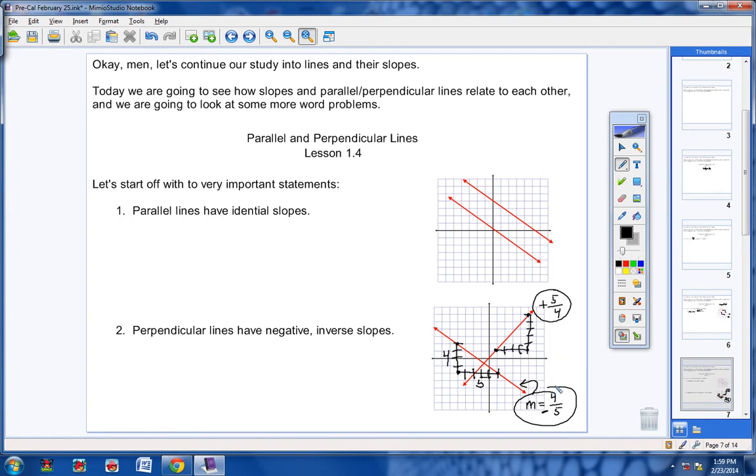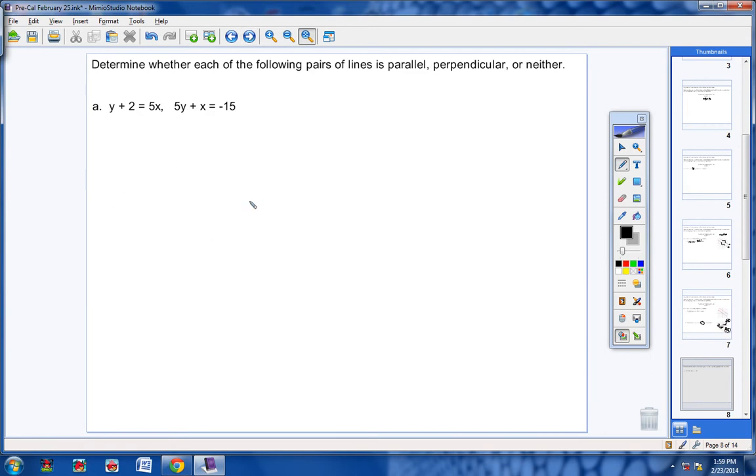Whenever two lines are truly perpendicular, their slopes will have opposite signs. That's why we use the word negative. Negative means change the sign, and they will be inverse of each other. So with that in mind, let's go ahead and do 3 quick problems over here. Copy this down. Determine whether each pair of lines is parallel, perpendicular, or neither.